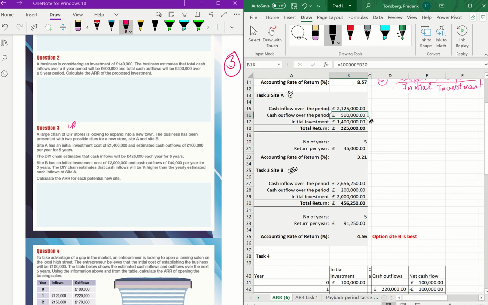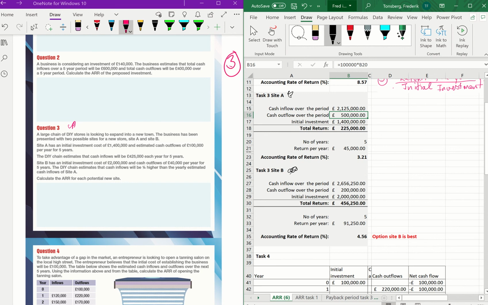So I've done this in here, cash outflow, and I simply just said £100,000 times by the number of years down here, which is 5. So that should give us 500,000 cash paid out across the life of this particular project.